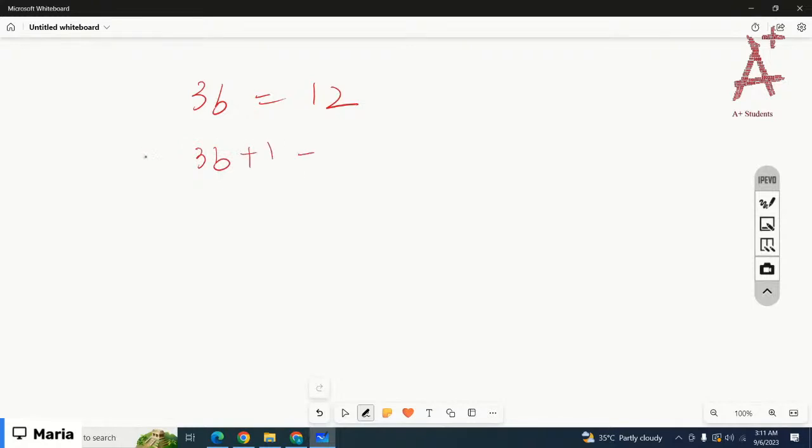Let's add. The equation is balanced, right? Because you added 1 to both sides. Also, if you subtract, that would again be a balanced equation because you perform the same operation on both sides. So basically these two equations are equivalent equations for this one, right?